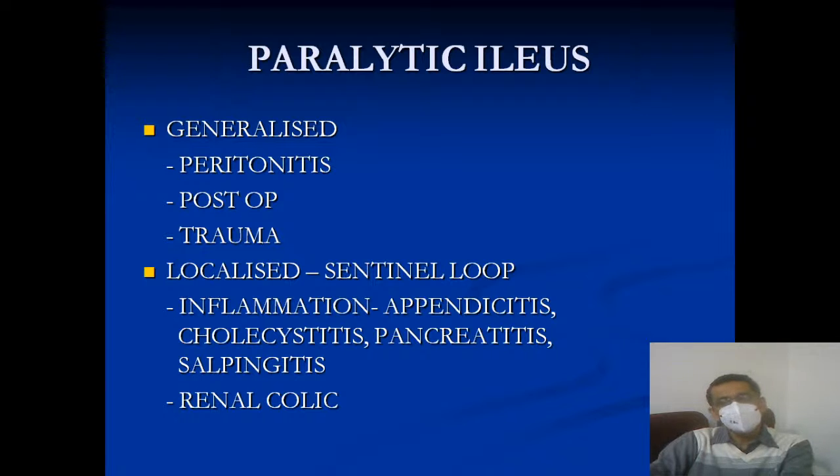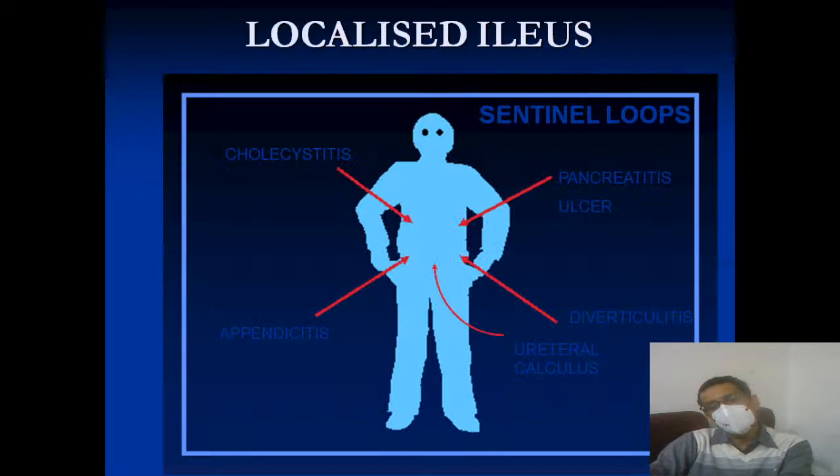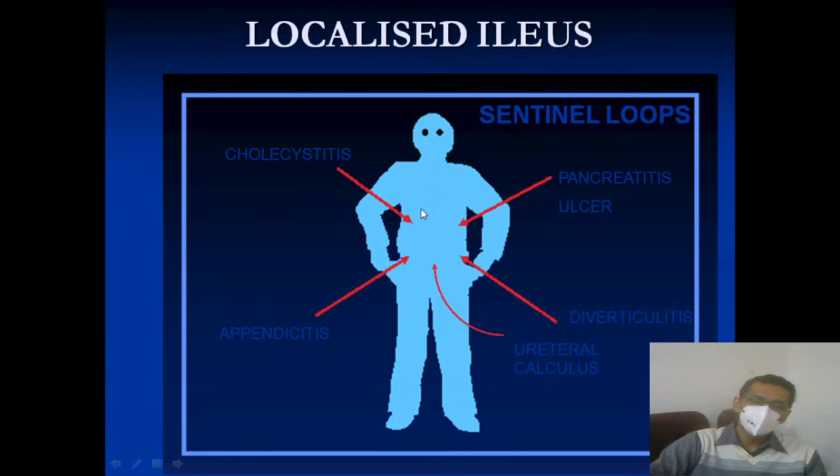Okay. Then coming to paralytic ileus, even a paralytic ileus would also lead to a bowel loop getting dilated. What happens is that there is inflammation. When there is inflammation in the abdomen, it can be a generalized inflammation or a localized inflammation. What is localized inflammation? Can be anything related to cholecystitis, appendicitis, ureteral calculus, pancreatic ulcer. So once there is a localized inflammation, any small bowel loop which is adjacent to that site of inflammation will undergo ileus.